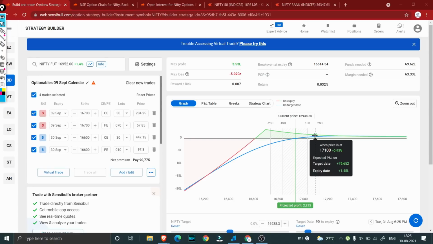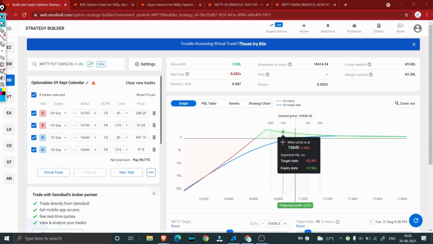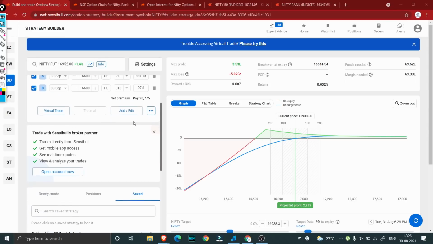I'm guaranteed to get around 1 lakh at least on the upside, right? On the downside, as I told you, if the market starts moving back towards 16,800, the moment it breaks that, I'm going to get out. I'm not going to wait for it to come till my break even. So that is the particular idea with this trade.